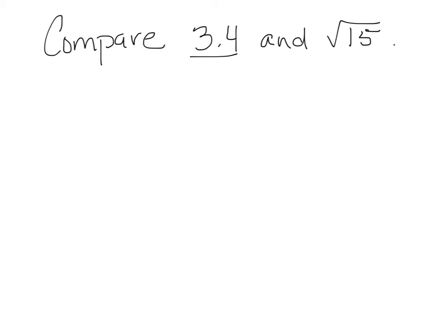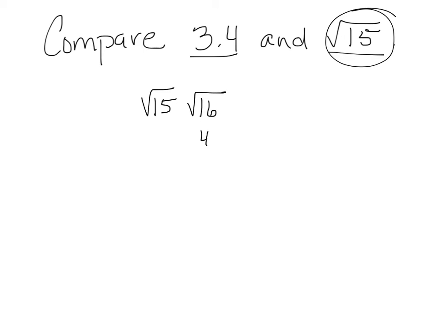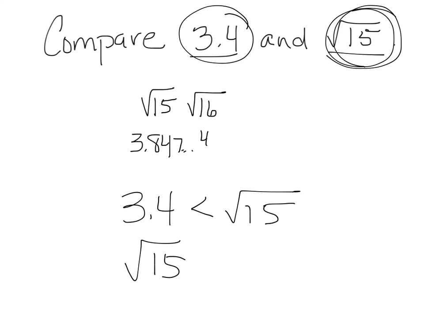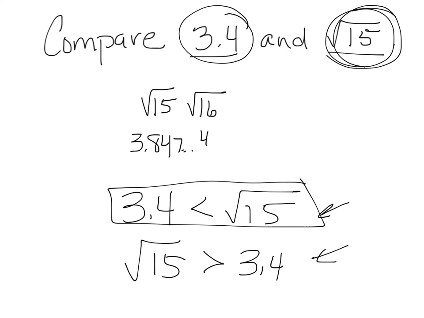Can you compare a number and an irrational number? All right? Well, I think I can if I can estimate the value of radical 15. And I think I can do that because the square root of 16 is 4. That means that the square root of 15 has got to be very close to that. I'll just say 3.847, and I know it keeps on going. And so to compare this number and this number, I would literally say, well, 3.4 has to be less than the square root of 15, doesn't it? How about this? Could I say the square root of 15 is greater than 3.4? Yeah, either one of those are good answers or correct statements.